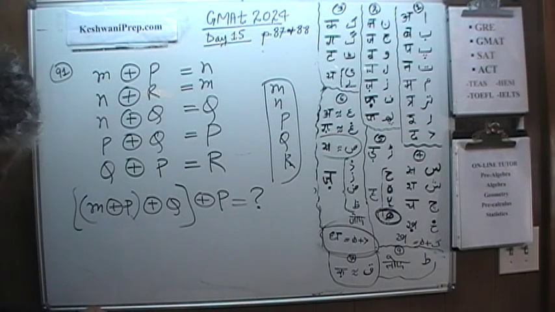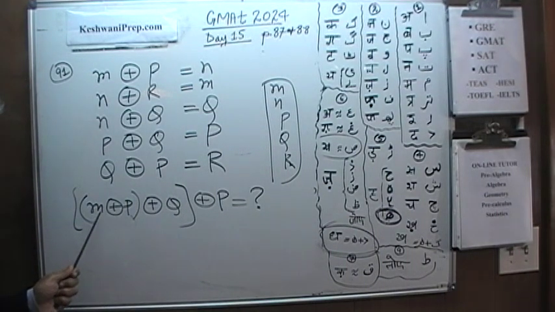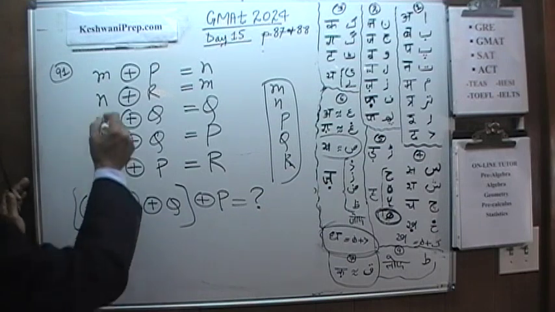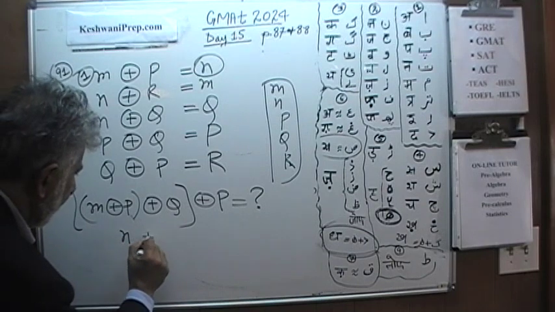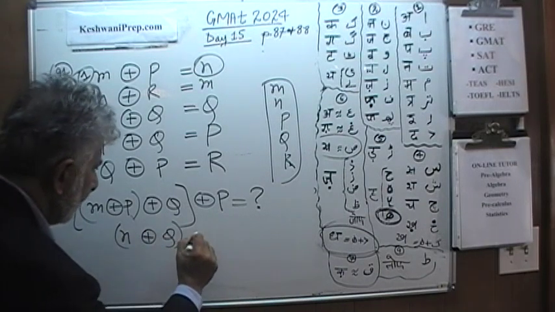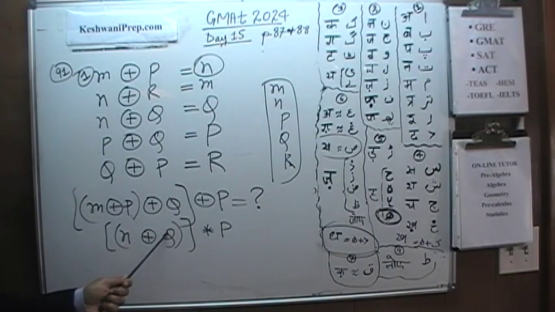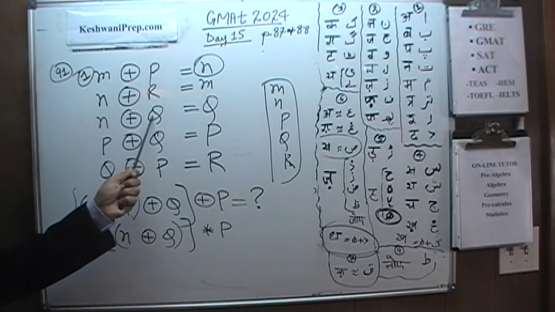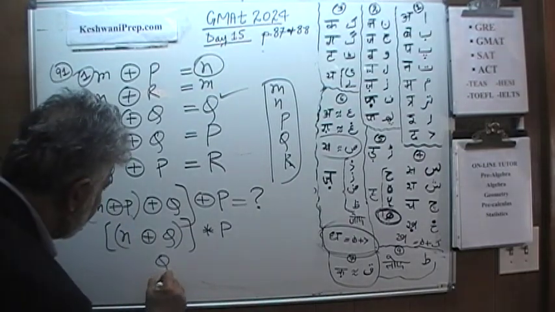Let's do it together, shall we? I should have left some room for myself. I did not. Here's what I'm going to do. M operation P is the very first one, and that results in N. So we're left with N operation Q, and then operation P is outside. So now we have to figure out this one. N operation Q is this one right here. N operation Q results in Q. That's the second one. So this ends in Q.